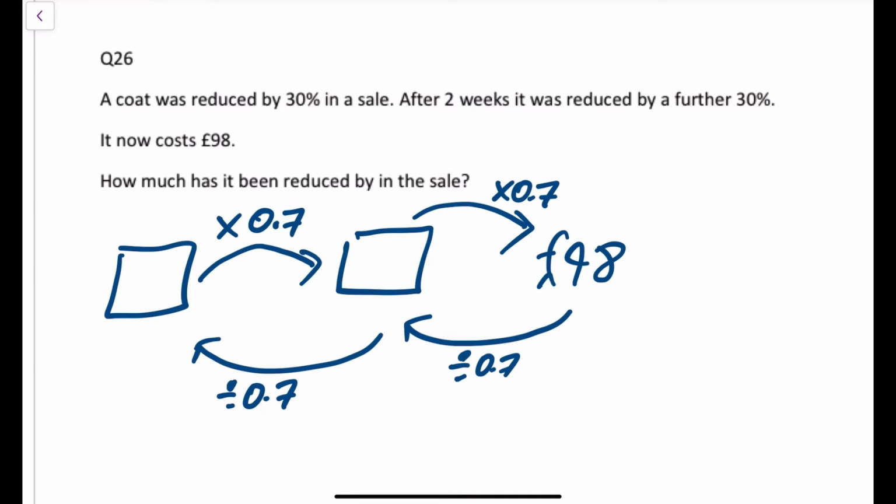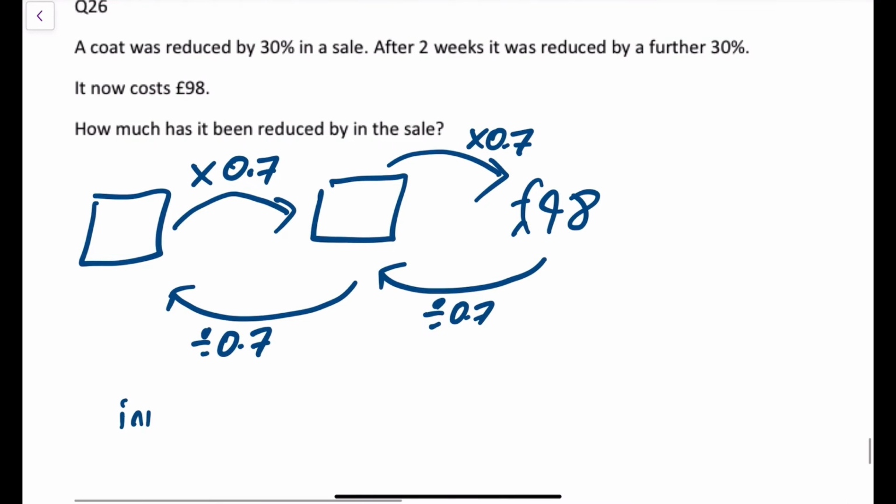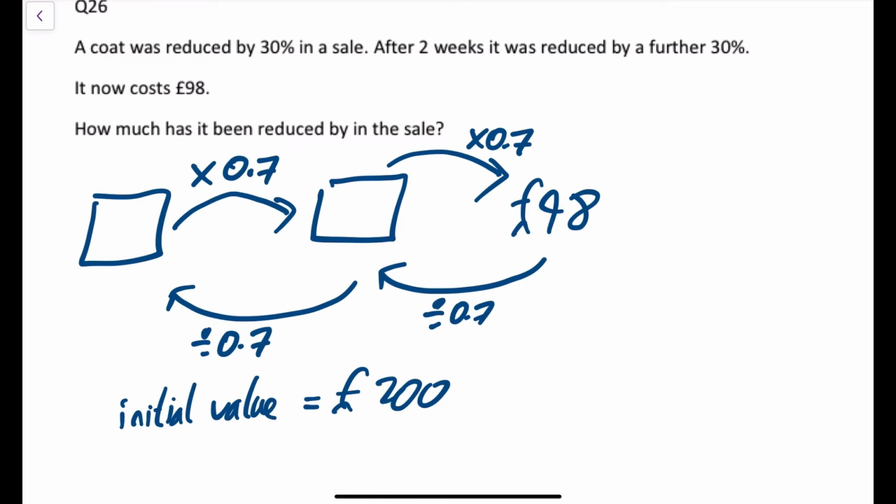So we do that on our calculators. We're just going to do 98 divided by 0.7, and then divide by 0.7 again. And initially, the initial value is equal to £200. Okay, a lot of people would make the mistake of thinking that's your answer.